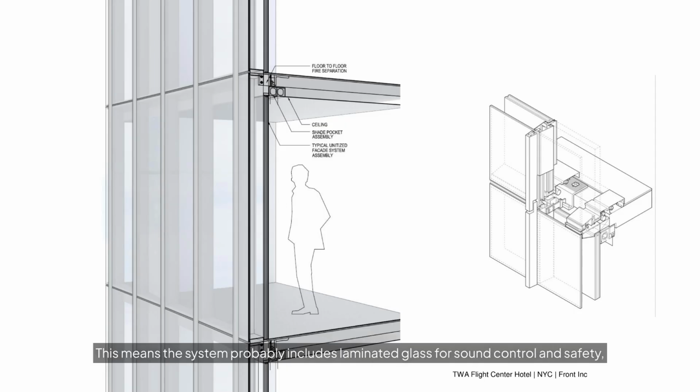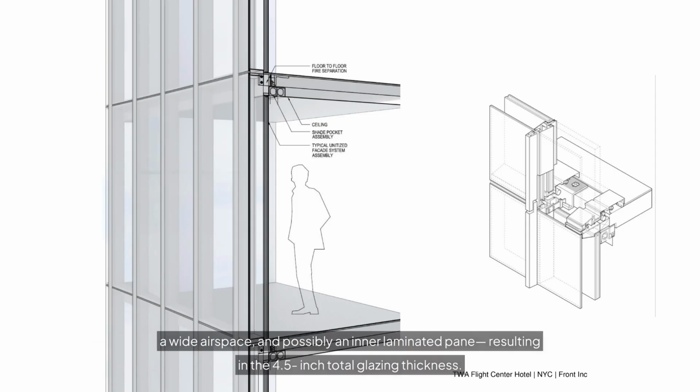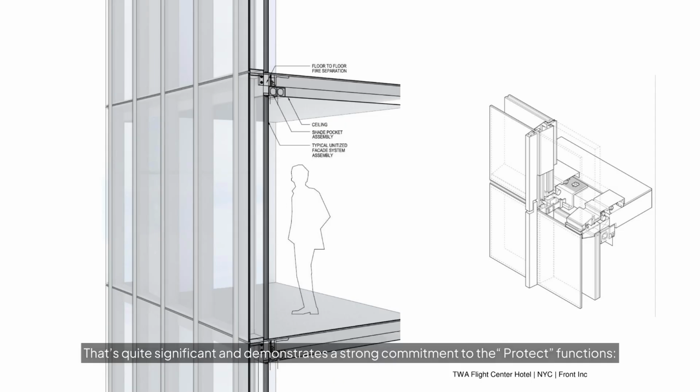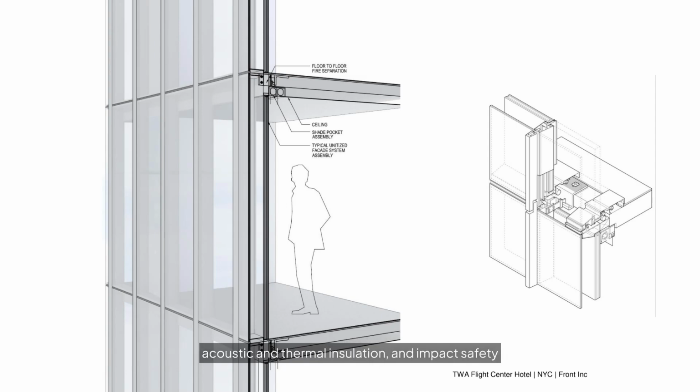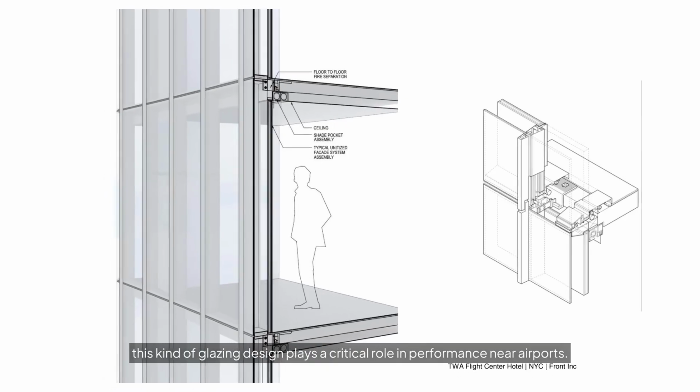This means the system probably includes laminated glass for sound control and safety, a wide airspace, and possibly an inner laminated pane, resulting in the 4.5-inch total glazing thickness. That's quite significant and demonstrates a strong commitment to the protect functions, acoustic and thermal insulation, and impact safety. Since laminated glass doesn't shatter into sharp pieces, it helps protect occupants. As we covered in the previous video under protect functions, this kind of glazing design plays a critical role in performance near airports.